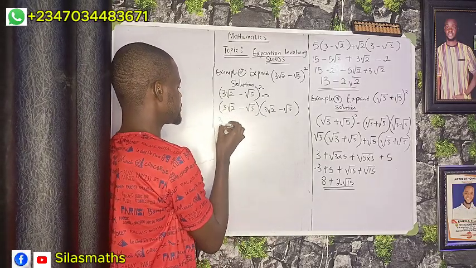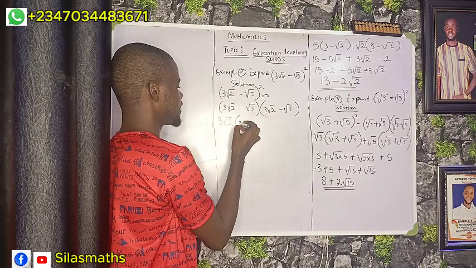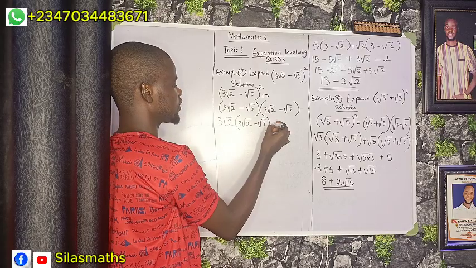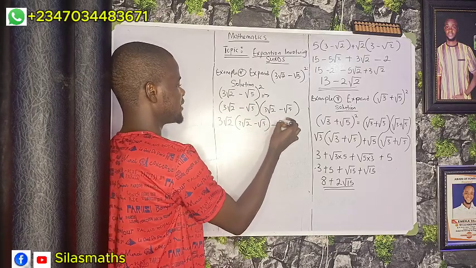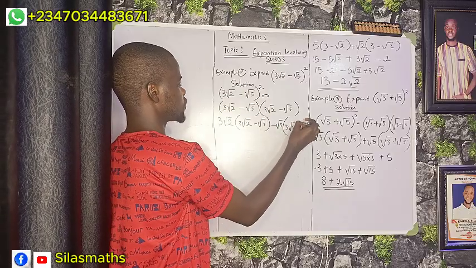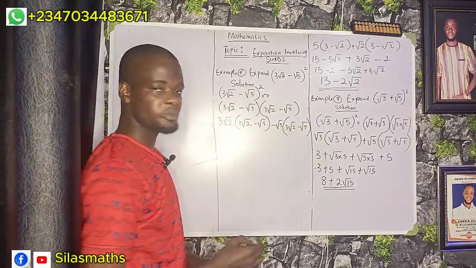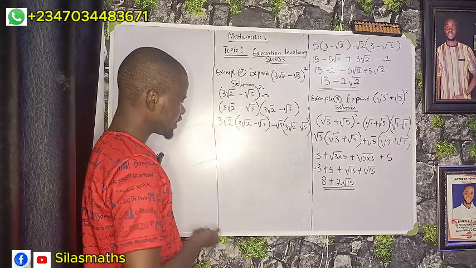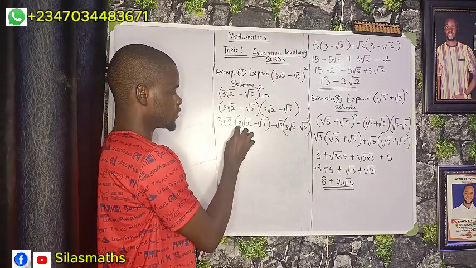So we're going to have 3 root 2 open bracket 3 root 2 minus root 5. Then take the second one, which is minus root 5 open bracket 3 root 2 minus root 5. So let's jump into simplifying this further. Now look at how we do this. The coefficient of this will multiply the coefficient of this.